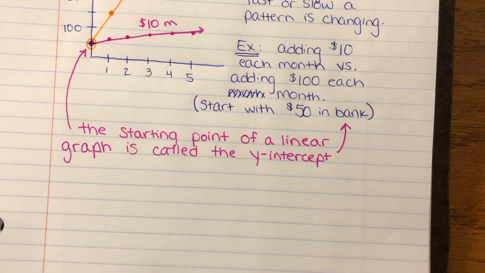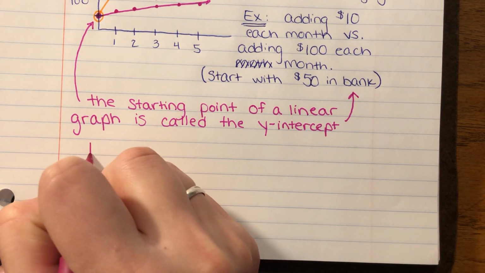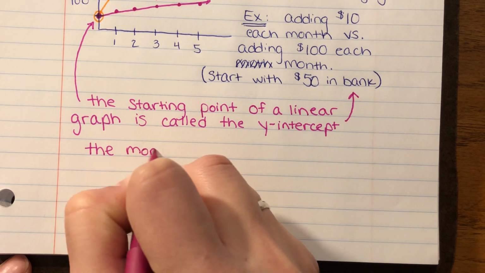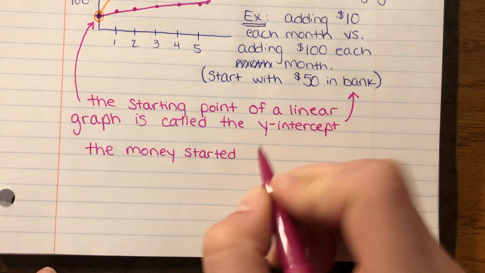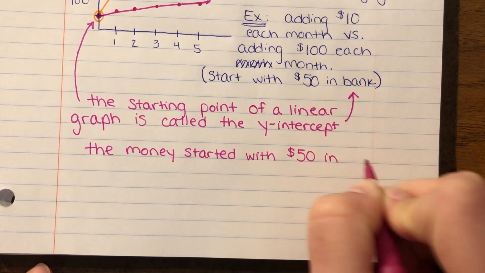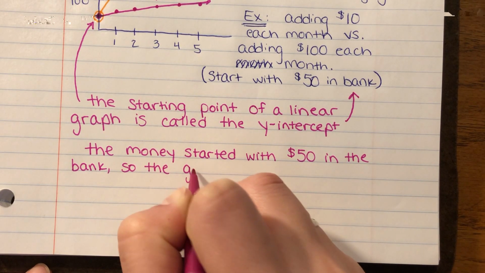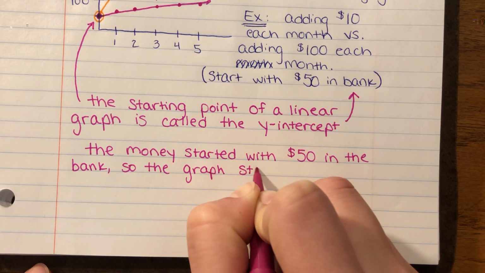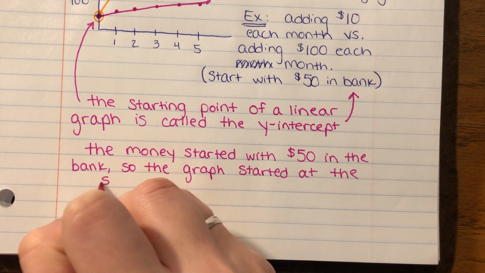Using some arrows to show my example. And then we'll just write it down one more time to clarify. The money started with $50 in the bank. At the $50 mark.